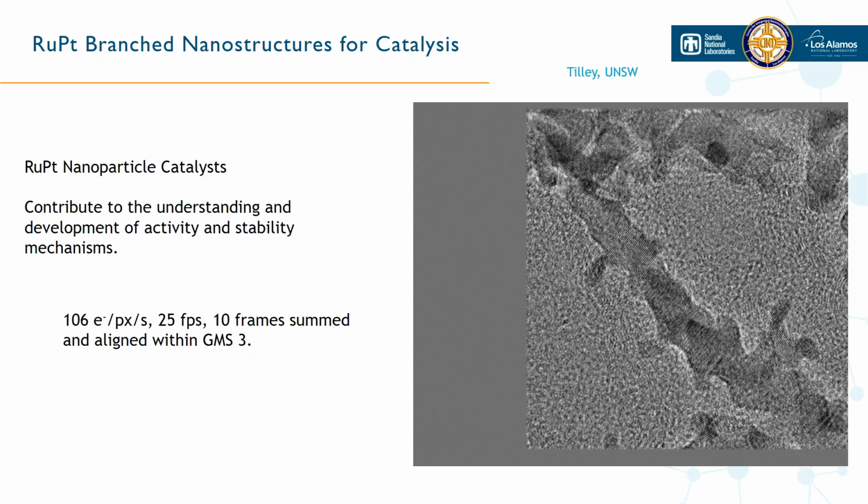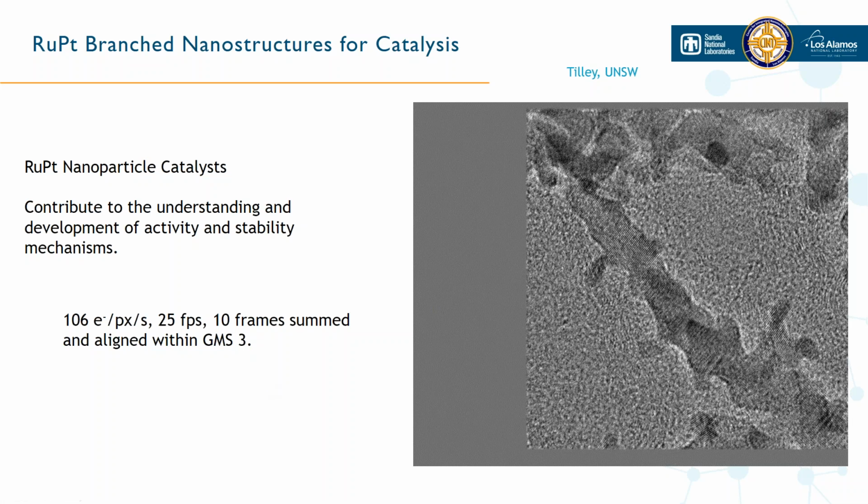So this is a ruthenium branched catalyst from Professor Richard Tilley at the University of New South Wales in Sydney, Australia, with some platinum nodes on the surface. Here we're looking at the transformation under relevant conditions, and this is to contribute to the understanding and the further development of highly active and highly stable catalysts.